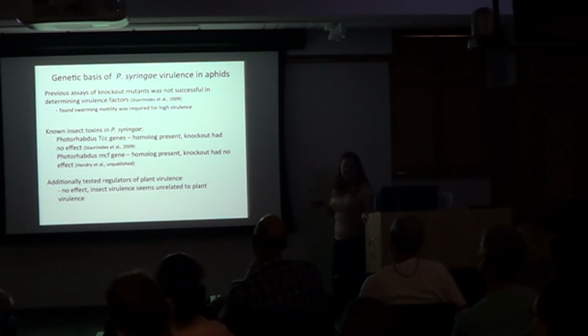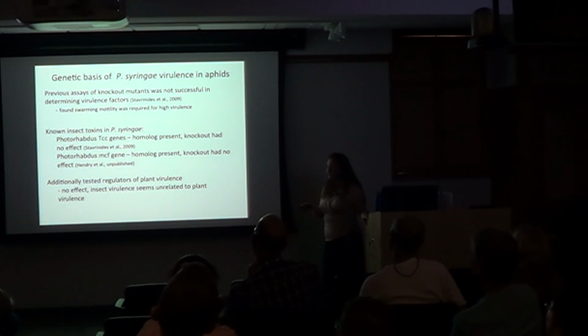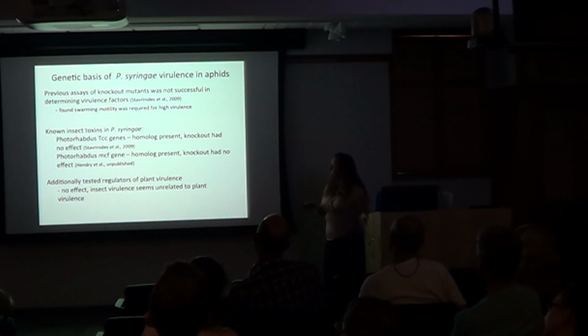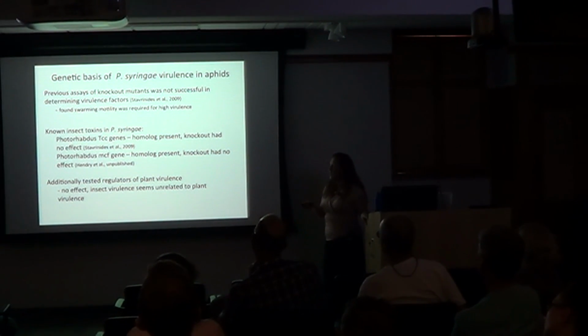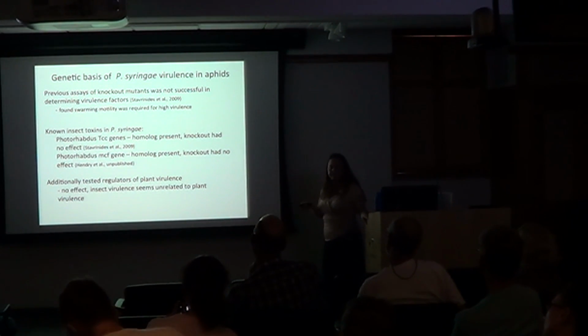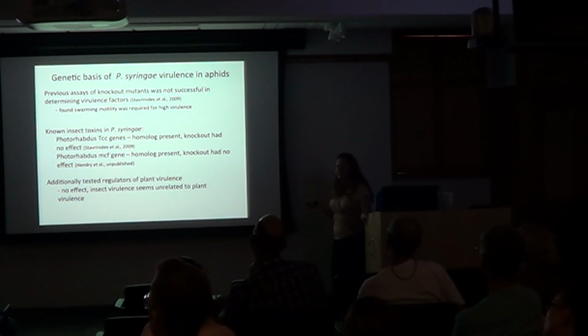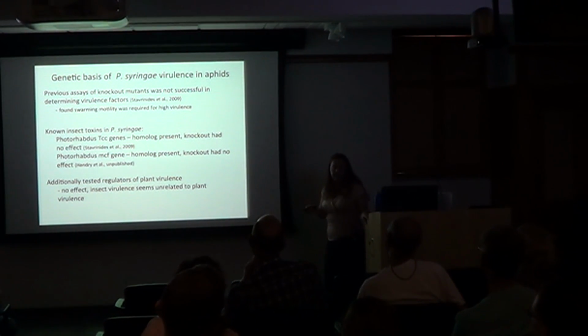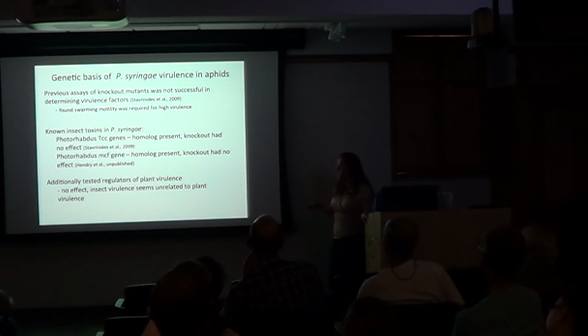And so this question has been looked at in Syringae for aphid or for insect virulence in a couple of different ways. In the initial work, when that paper first came out, Stavronidis et al. had done assays with transposon mutants, so they had screened a number of transposon mutants to look for attenuated virulence. And they weren't able to find a virulence factor that seemed to have a significant effect on virulence. But they did find that knocking out swarming motility in Syringae impacted virulence. So it might be important in some way.